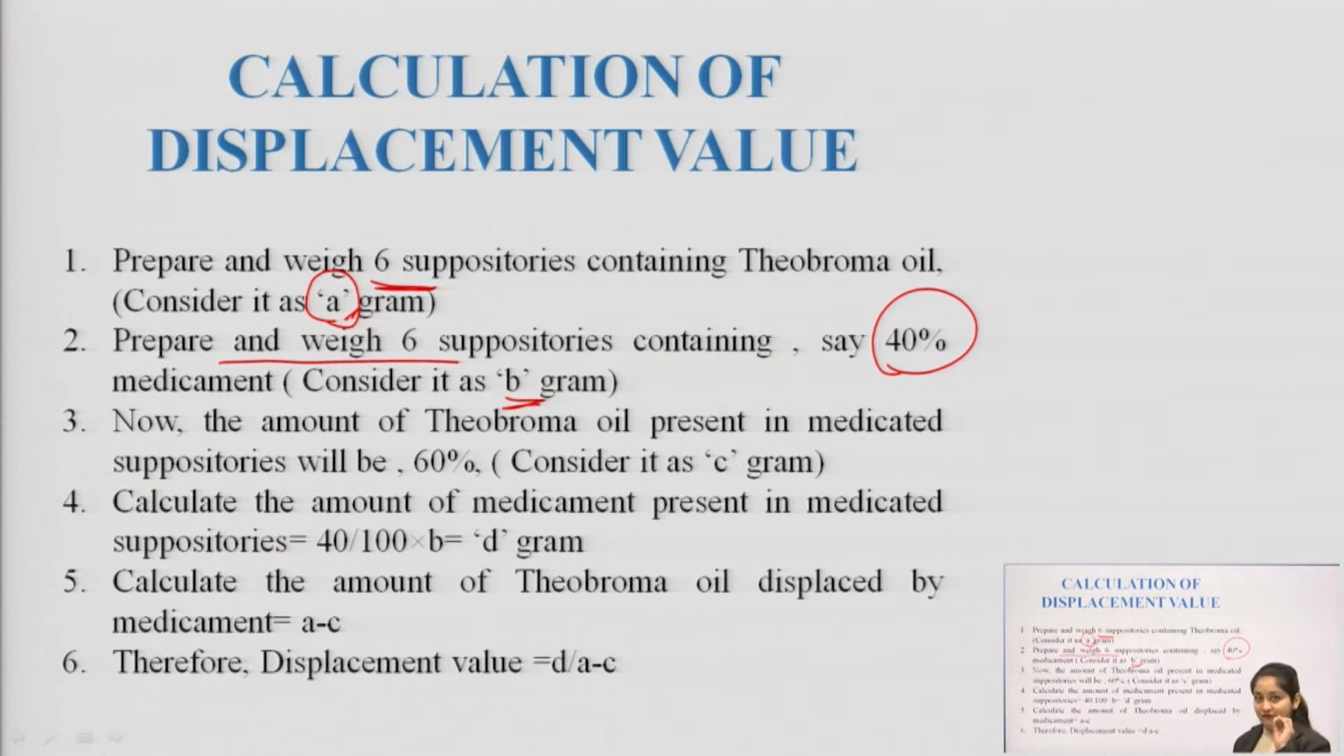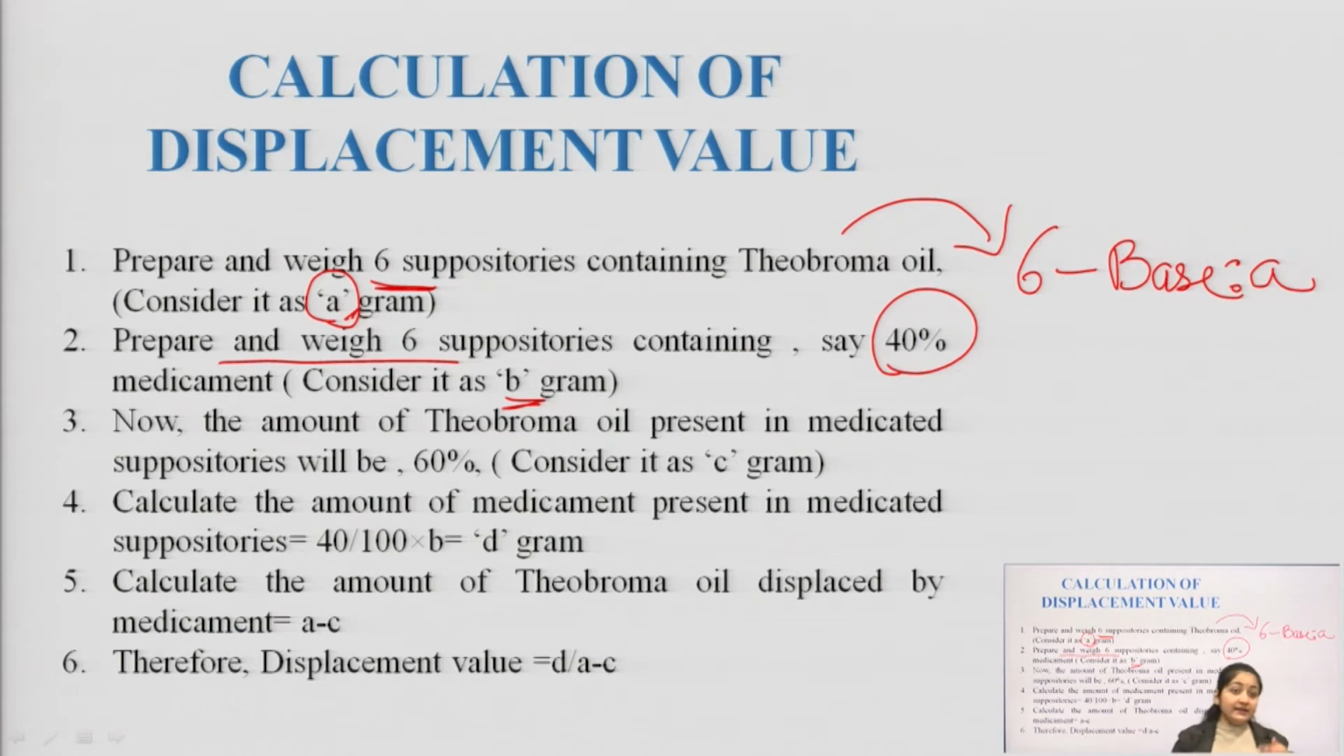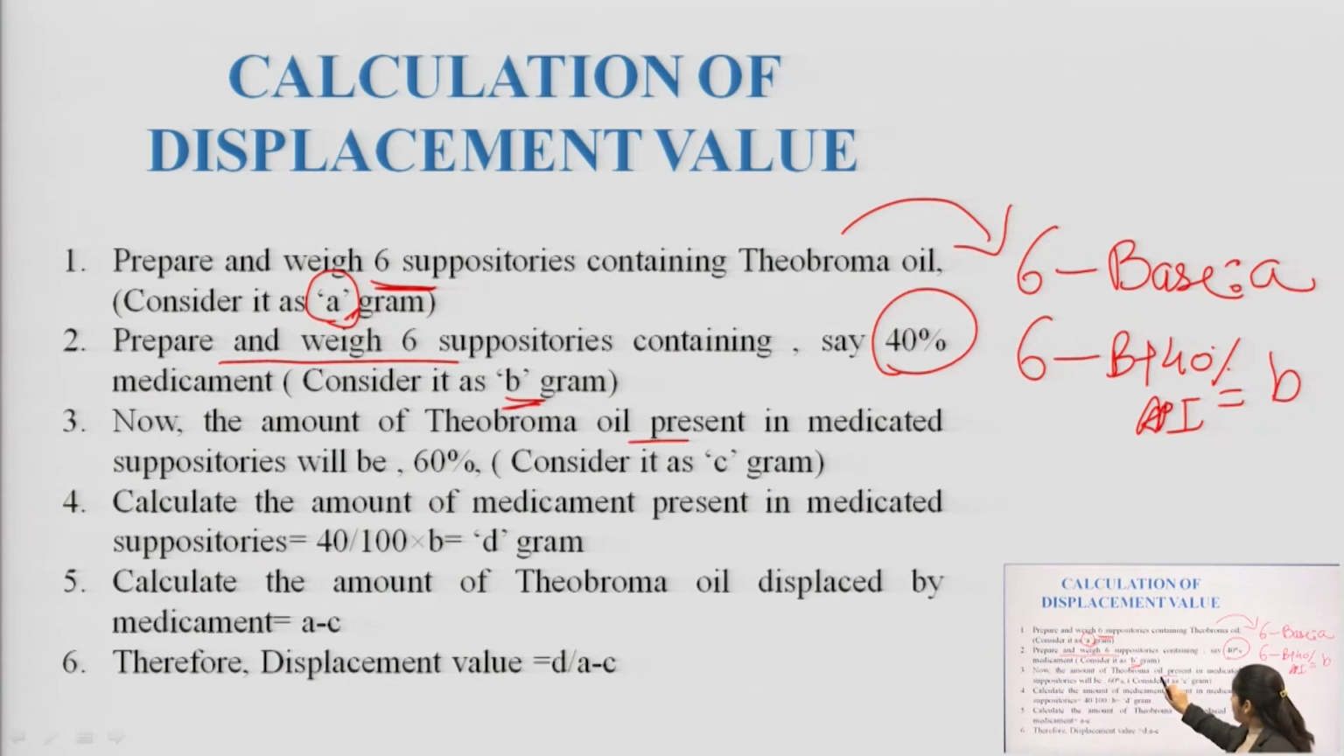So please be very attentive here, because initially in case 1 what we have done is make 6 suppositories that contain only base, and we have named it as A. And in the other case, we are making another 6 suppositories that contain base plus 40% API, and we have named this as B. So do not get confused about what is A and what is B. Next step is, the amount of theobroma oil present in the medicated suppositories will be 60%. So here this is named as C.